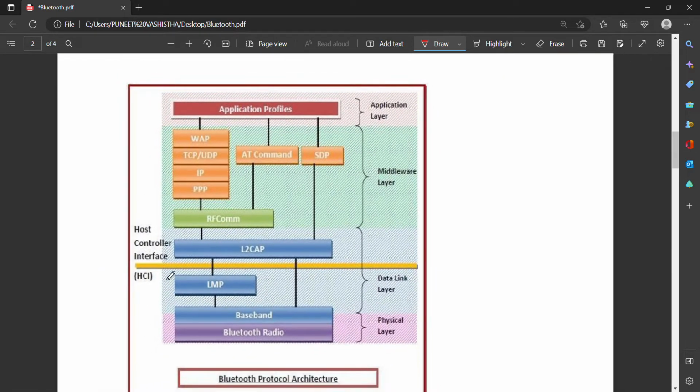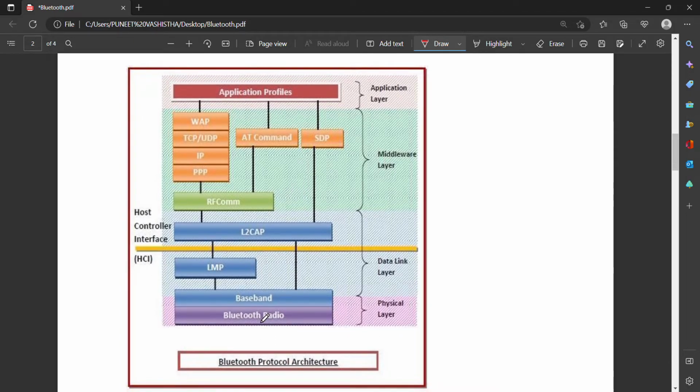You can see here, this one is our Bluetooth radio. This one is our baseband. We are starting from the lower one. So first of all, if I just start with the upper one, this one is our application profile, and on the lower one we have baseband and Bluetooth radio. You must have to learn this.